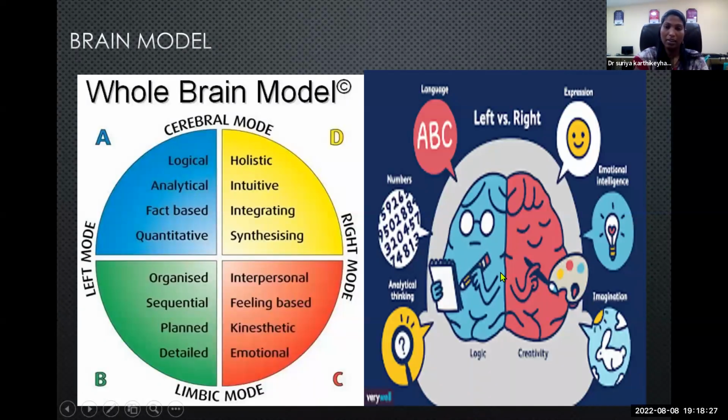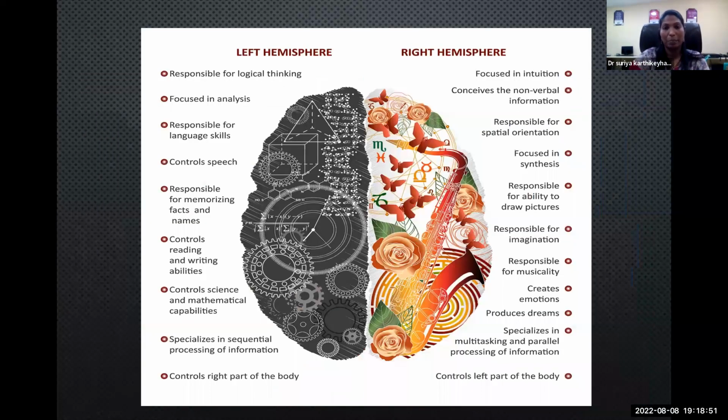This is a whole brain model. Our creative thinking is made by the right side of the brain. All our imagination, when we are listening to songs, our feelings, our emotions, what we can express, the creativity is by the right side of the brain. Whereas the left side of the brain is mainly for language, analytical thinking, and numbers. The right side brain is mainly for spatial orientation, and also for the ability to draw pictures. It is responsible for imagination, musicality, emotions and all.